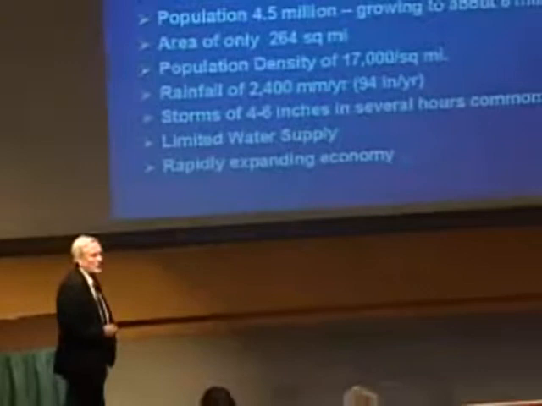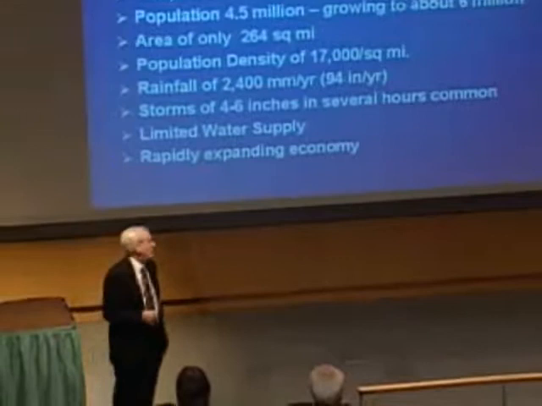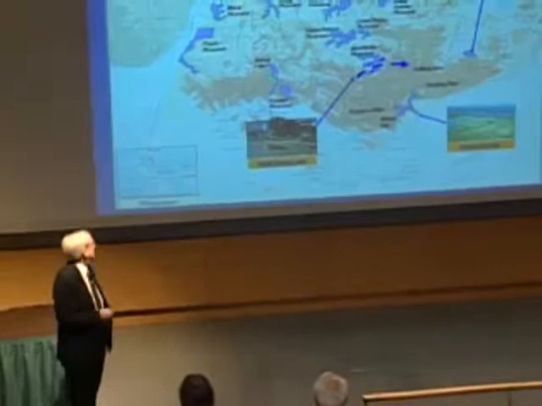Rainfall of almost 100 inches a year. Gully washers of 4 to 6 inches, monsoon storms are very common. Limited water supply and a rapidly expanding economy. That's what we're working in. So really, where did the barrage come from?